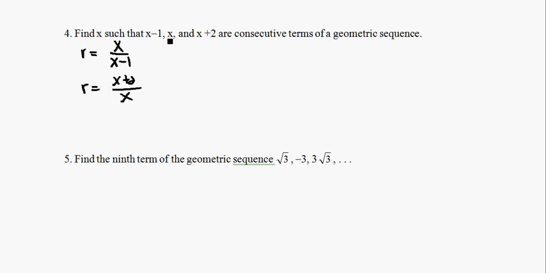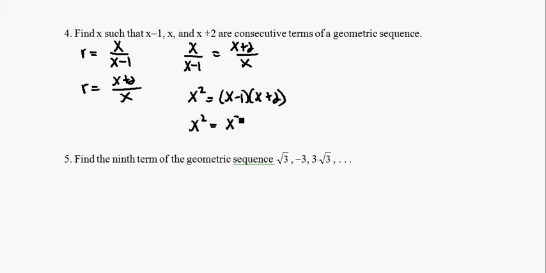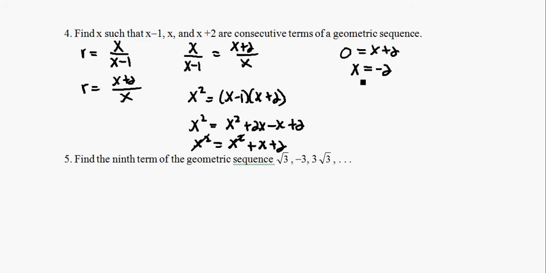Well, since these are in the same sequence, the ratio must be common. So therefore, these two common ratios must be equal to each other. So that's x over x minus 1 equals x plus 2 over x. And we just cross multiply. So I get x squared equals x minus 1 times x plus 2. I multiply the right-hand side. I get x squared plus 2x minus x minus 2, which gives me x squared equals x squared plus x minus 2. The x squareds cancel, so I get 0 equals x plus 2, and x equals negative 2.